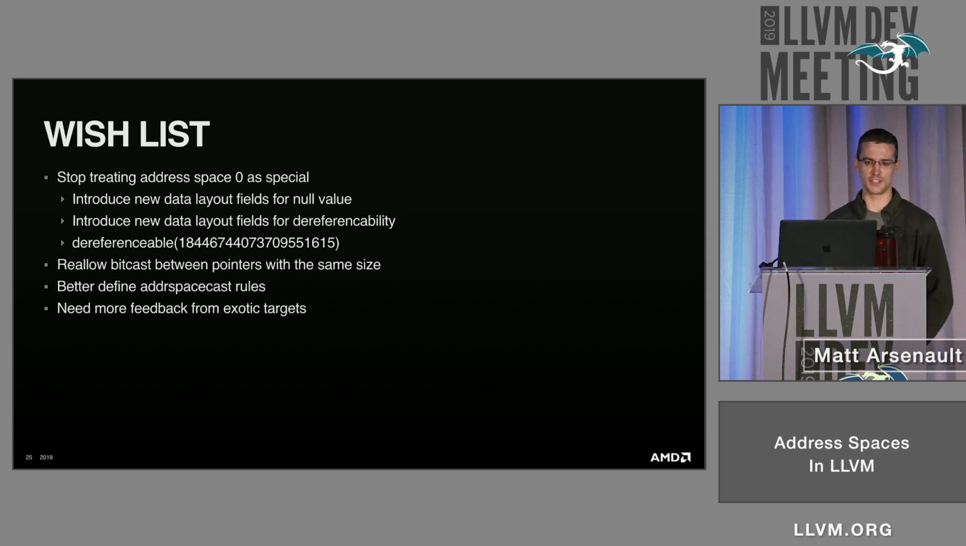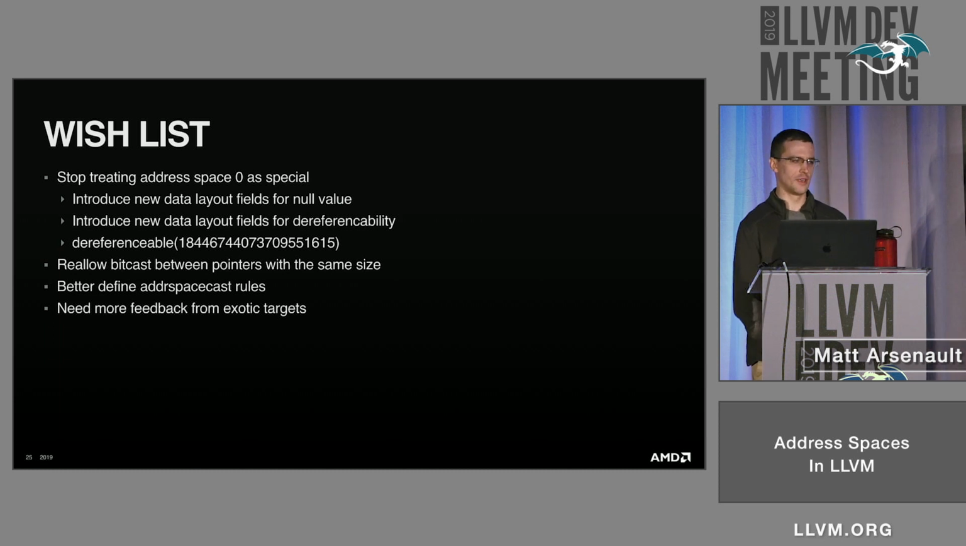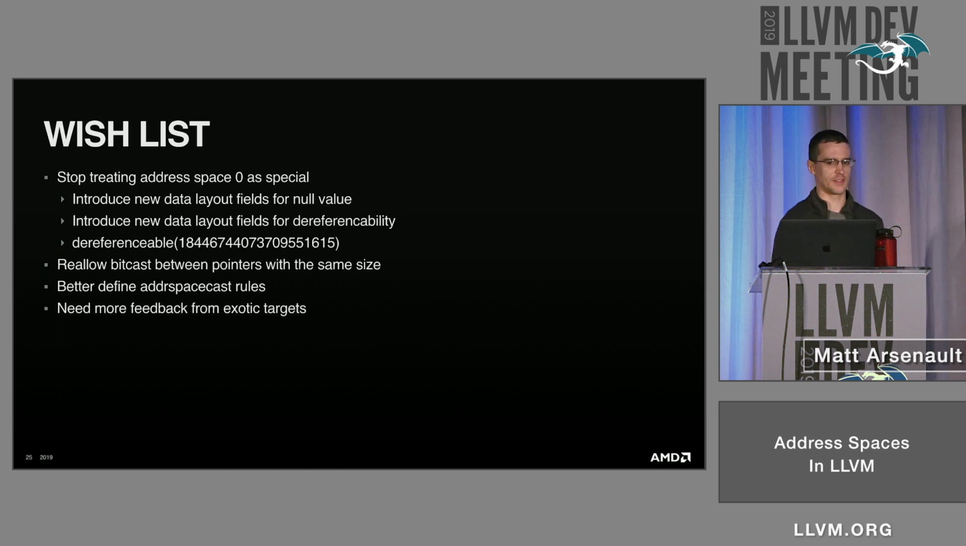We do have some address spaces in GPU that have implicit bounds checking and clamping behaviors, and we do have this sort of hack where we put dereferenceable U64 max T on all the arguments that have these. I would like to reallow bitcast between pointers with the same size, for targets to opt out of the stricter address space cast assumptions, and better define some of the address space cast rules.